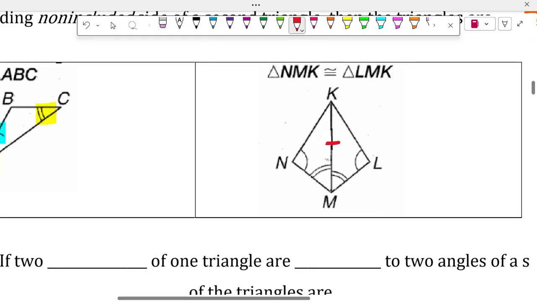Right. Reflexive property states that side's also congruent. So we now have two angles and a side, and that side is not between the two congruent angles. So angle, angle, side. Any questions so far?